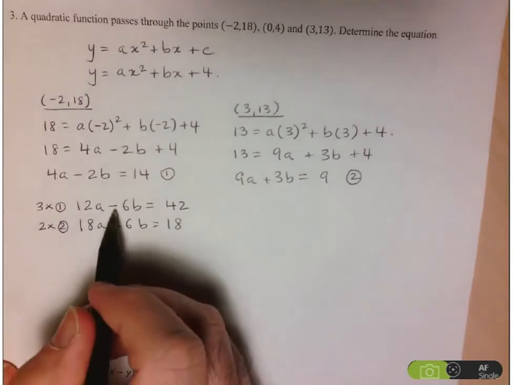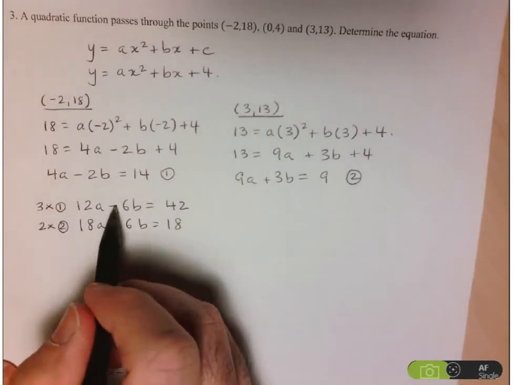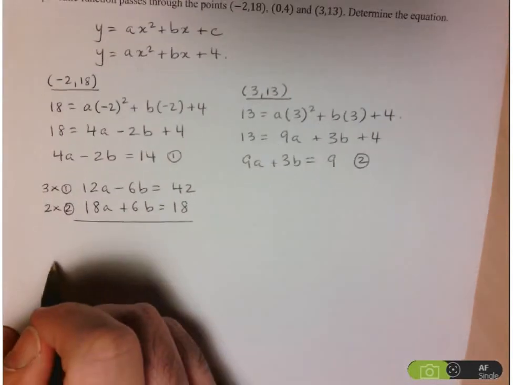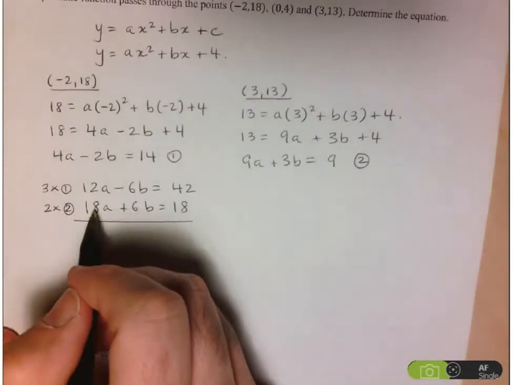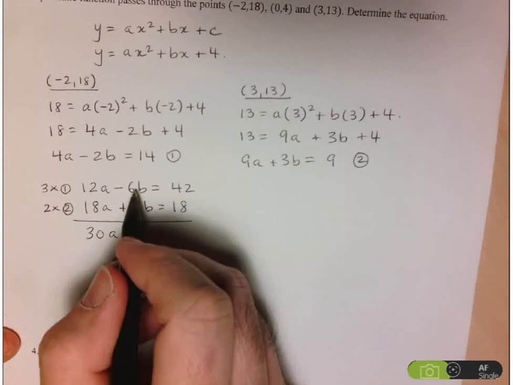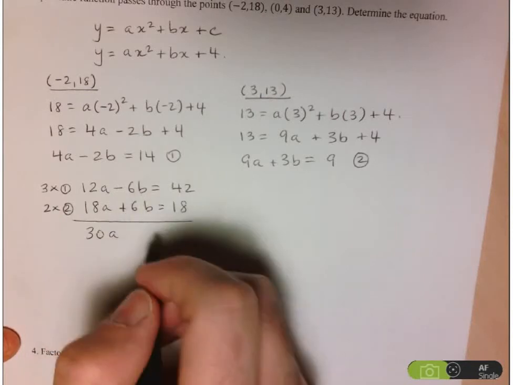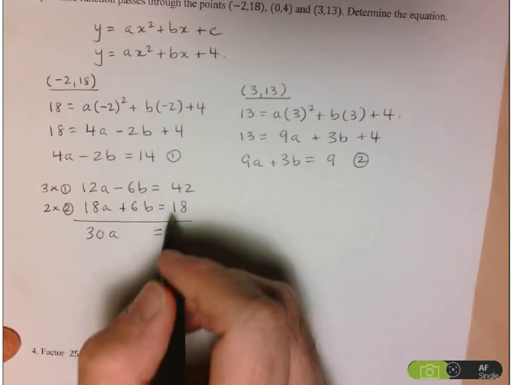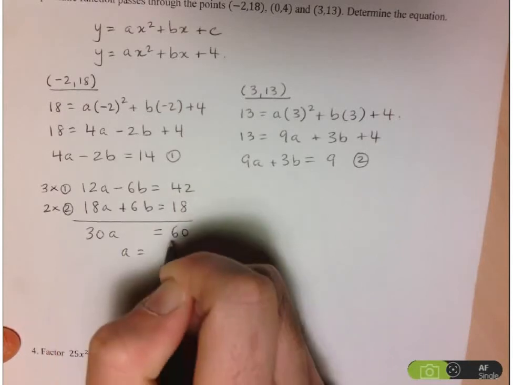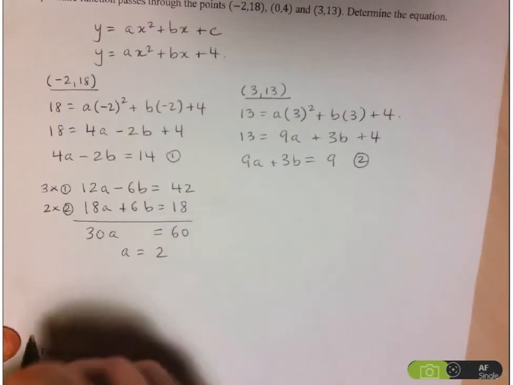Okay, and since the signs are opposite here, I'm just going to add the 2 equations in order to eliminate the b variable. So 12a plus 18a, we've got 30a. The b expressions cancel each other out. And here we've got 42 plus 18 is 60. So a is equal to 60 divided by 30, which is 2.